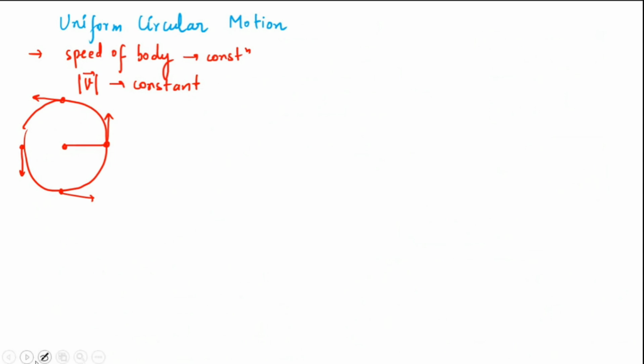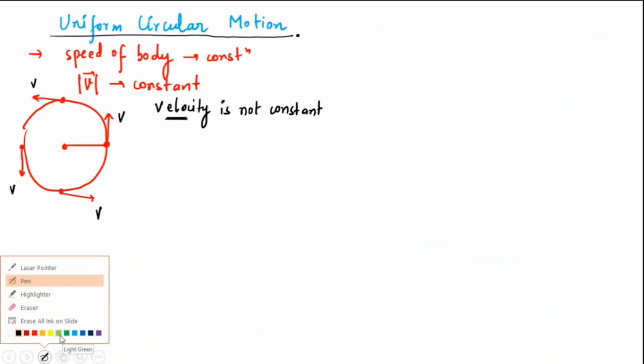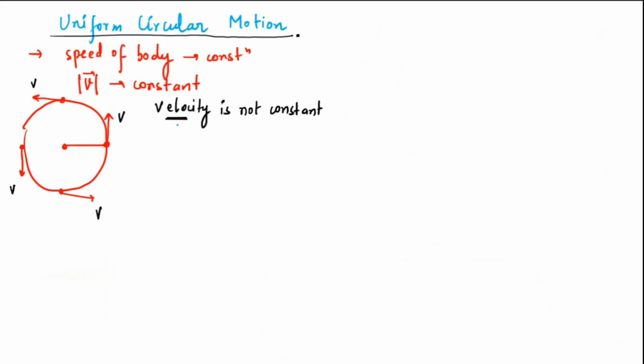So the direction of velocity is changing at every point. And we know velocity is a vector quantity, and in a vector quantity, if direction is changing, then the whole vector is changing. What is constant here? Magnitude of velocity is constant. But velocity is not constant. You need to remember this once again: velocity is not constant here. So if velocity is not constant, what can we infer from this? In kinematics, we have studied that if velocity is changing, the body must possess acceleration.